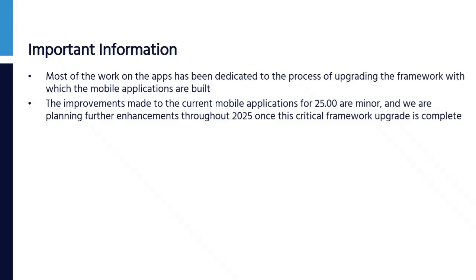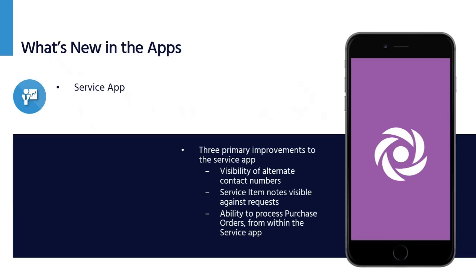Hopefully we should complete that process around the middle of next year. But in the interim, the improvements in terms of functionality for version 25 are reasonably minor, because as I said, the bulk of the work has been done under the waterline. In the service app, we've added 3 improvements. The first is visibility of alternate contact numbers. Previously you could only have one contact number for the customer you're going out to see. Now you could have the mobile number of the person that is your contact at the customer site.